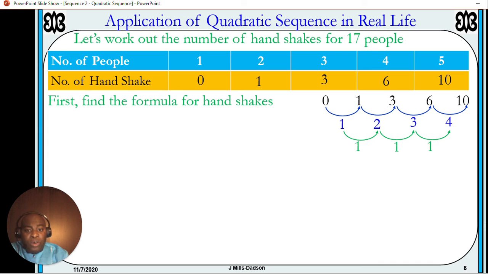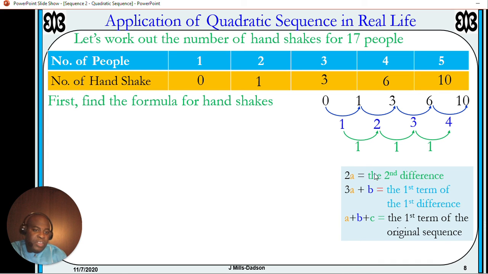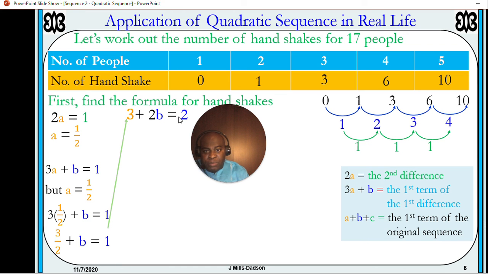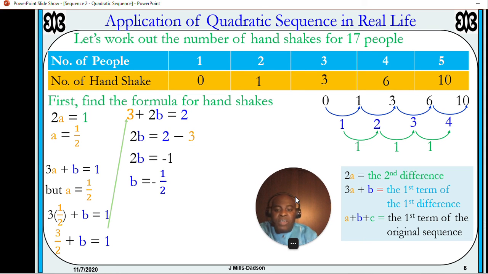Okay, let's recall our algebraic pattern. 2a is always equal to the second difference. So 2a is equal to 1. So I know a is equal to half. 3a plus b is equal to the first term of the first difference. But a is half. 3 times half will give me 3 over 2 plus b equals 1. If I want to work out b, I multiply through by 2. So I have 3 plus 2b equals 2, and that makes it easy for me to work out what b is. So b is now equal to negative half.